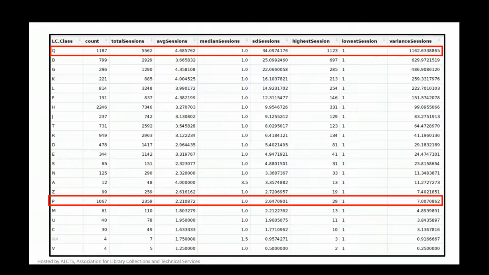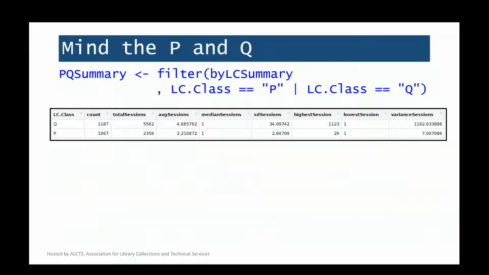There's a couple of interesting things I noticed when I was looking through this, especially when I was comparing P and Q. You see P has almost as many items in the count column, which is the second one, as Q: P has 1,067 and Q has 1,187, but their stats are dramatically different. So what I did is I used filter from the dplyr package, and I filtered that summary table to where I'm only looking at items where the LC class is P, that's what the pipe represents, or the LC class is Q.